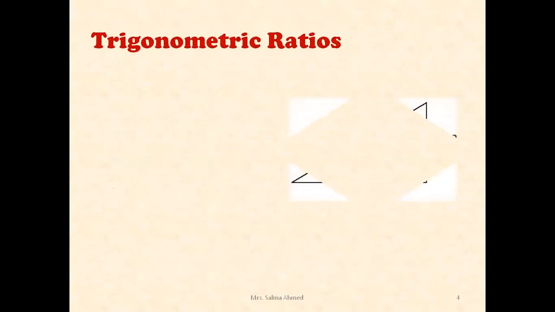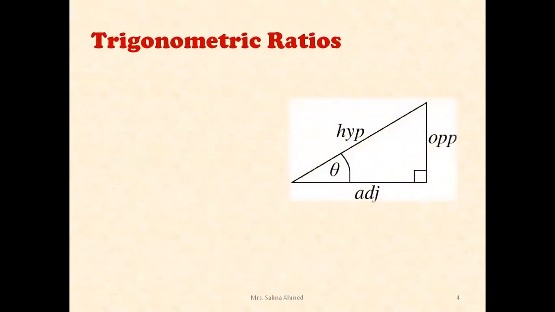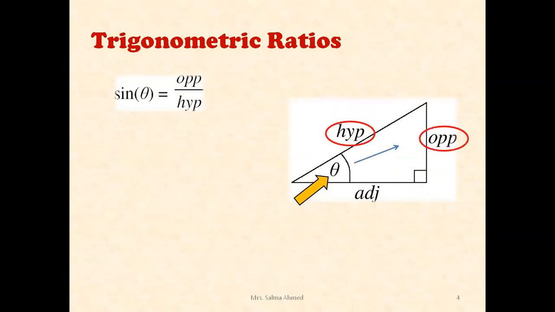Trigonometric ratios are for right triangles, as we said before. The first trigonometric ratio that we are going to study is sine theta equals opposite over hypotenuse. What is theta? Theta is the angle here, and I need to get the sine for this angle. So it will be the opposite, the side opposite or in front of theta. And the hypotenuse is the longest side in the right triangle. So here is theta, and this is the opposite side. So it will be opposite over hypotenuse.